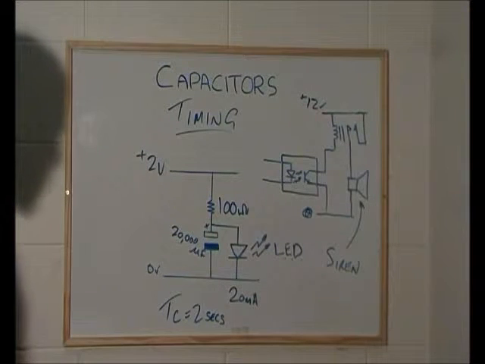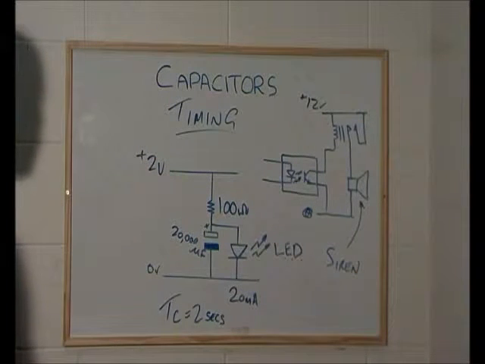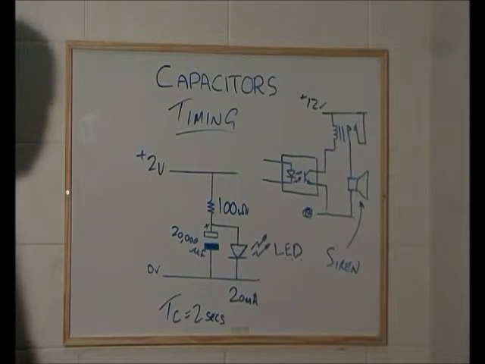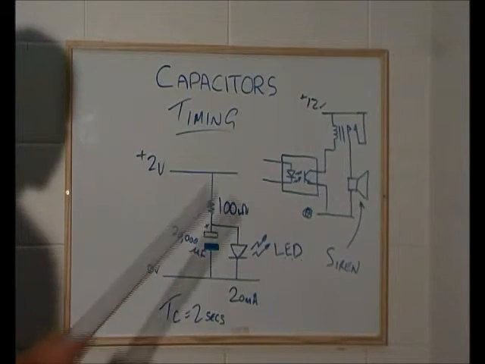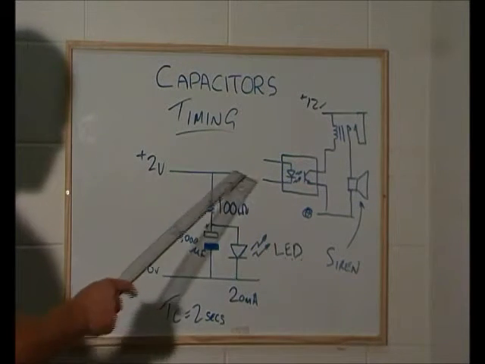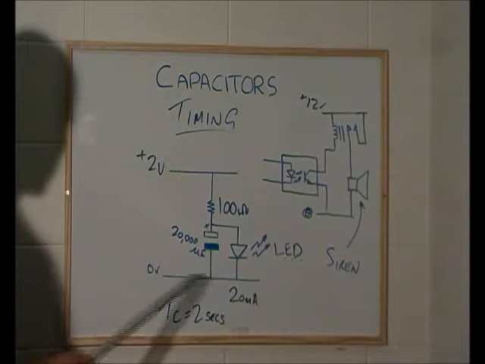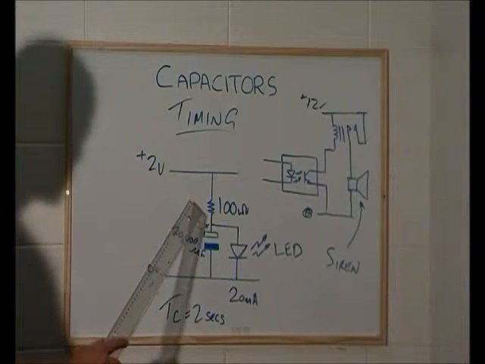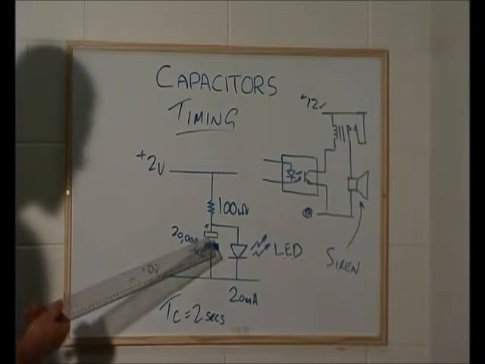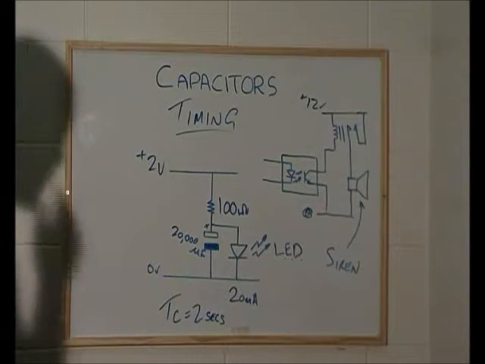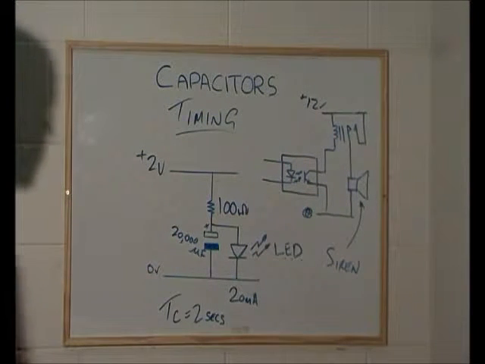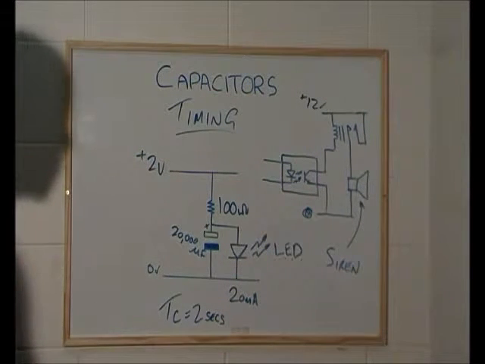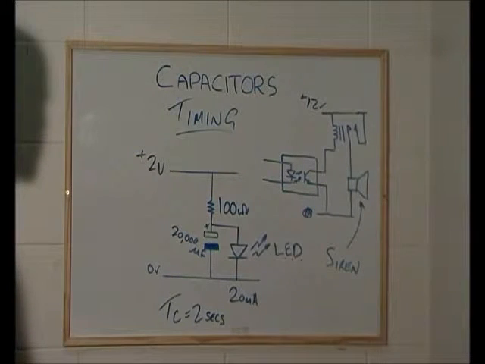Here we have capacitors used for timing. Now I've changed the circuit a little bit, but let's work with it. We have a 2 volt power rail, positive 2 volts here and 0 volts running along the bottom. We have a series circuit of a 100 ohm resistor coming down to a 20,000 microfarad cap. That's a pretty big cap, by the way, probably impractical for what we're doing, but to explain the circuit, to make it work, they're the values that I've picked. You'll see why in a second.